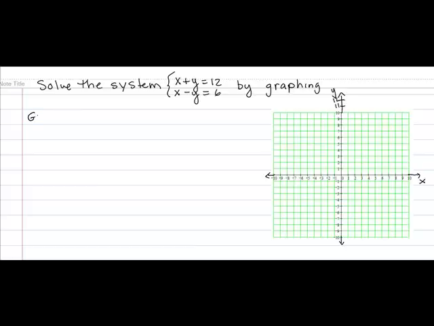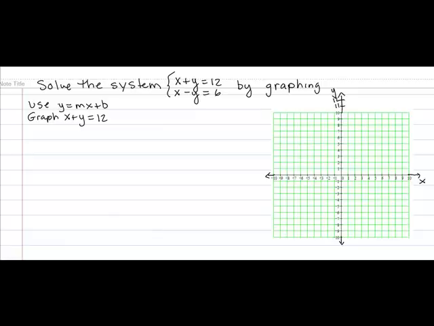I'm going to graph x plus y equals 12. To do this, I'm going to use the slope-intercept method, which is using the formula y equals mx plus b. There's actually two other methods for graphing. There's making a table, or you can do the intercept method, which I'll show you in a few minutes. But I want to use y equals mx plus b.